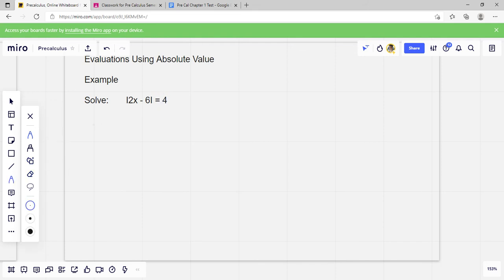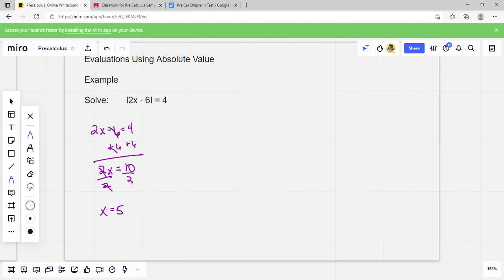First, we're going to write the positive. So we just take the absolute value sign off, and we solve the equation. 6 and 4 is 10. And then we're going to divide by 2. And we're going to get x equals 5.